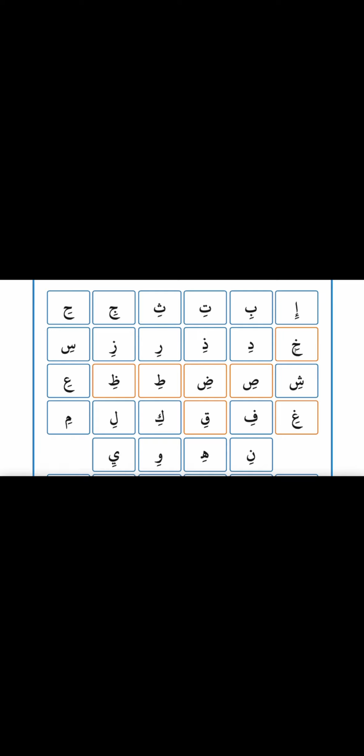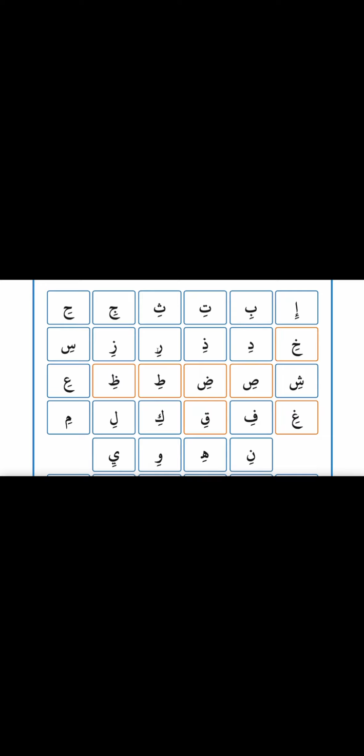Kha. We're going to add the Kasrah and we're going to say Khi. So we just get the initial sound out there, the Kh, and then add the vowel sign. Khi. Dal will become Di. So we want the sound and add the Kasrah.